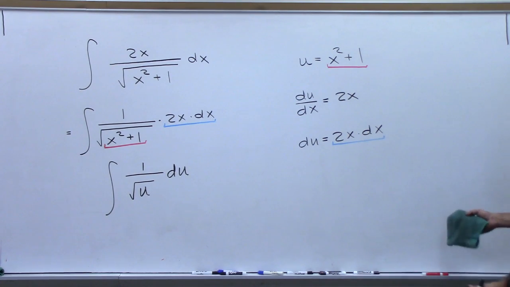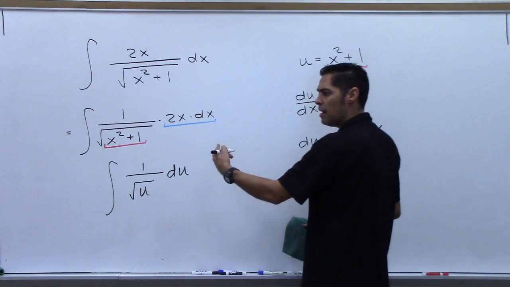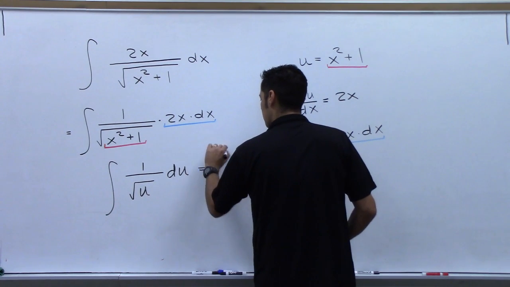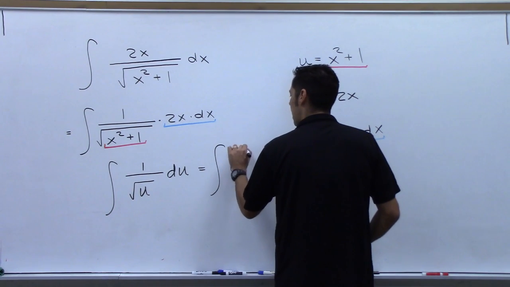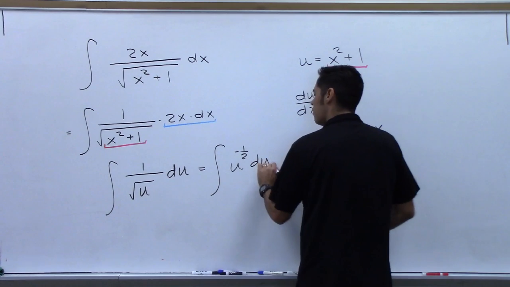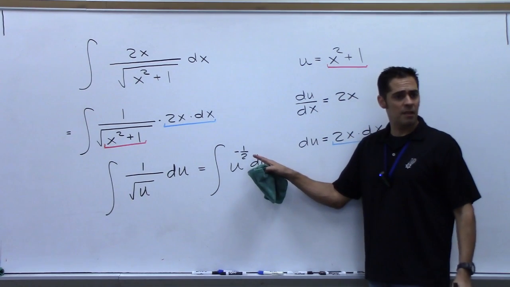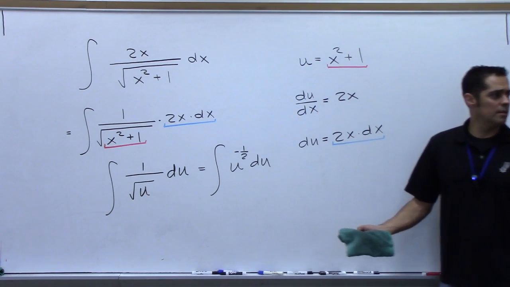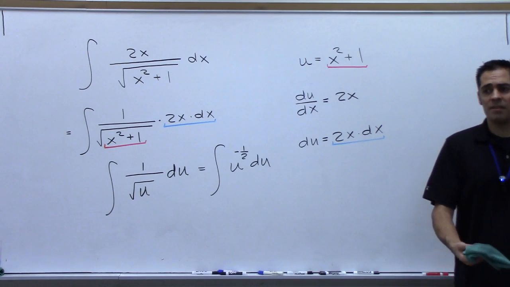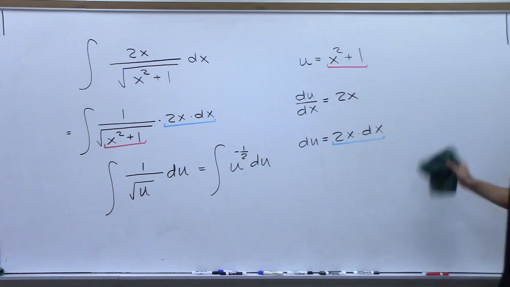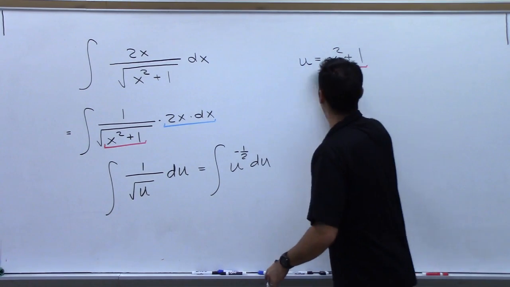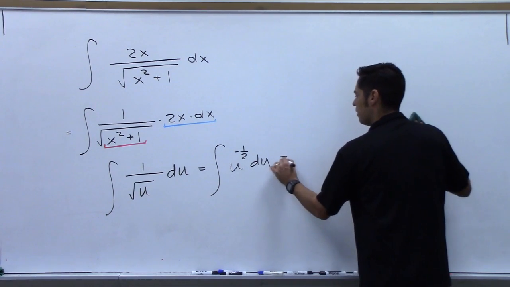What's that? You want to push that root up to the top? Yeah. It's fine with me. And then make it u to the negative half. And can you handle when you have u to a power by itself? That's just like x to a power, right? So now you're going to use the power rule from last class on that. So what would the power rule give us here?